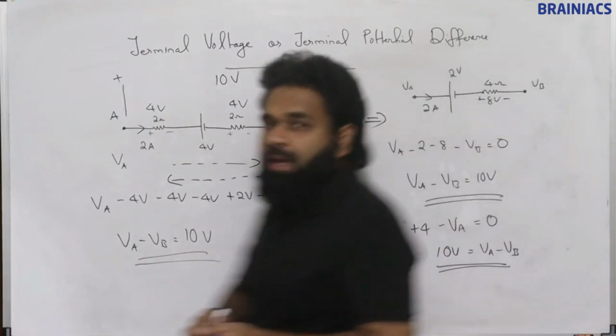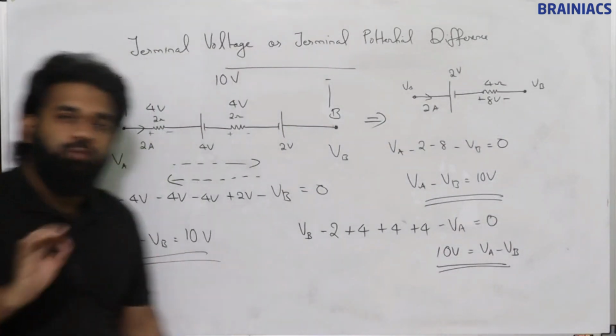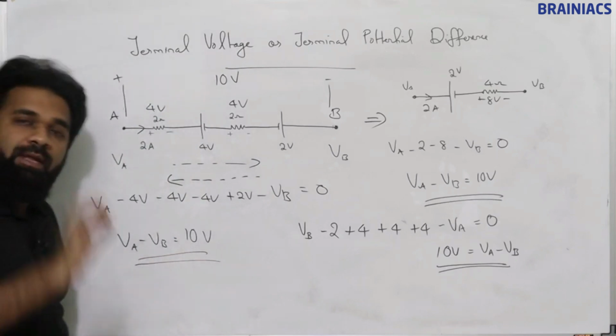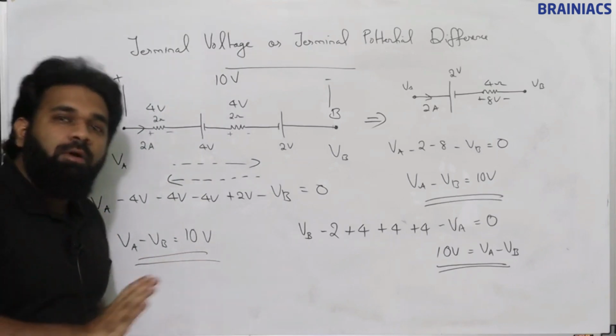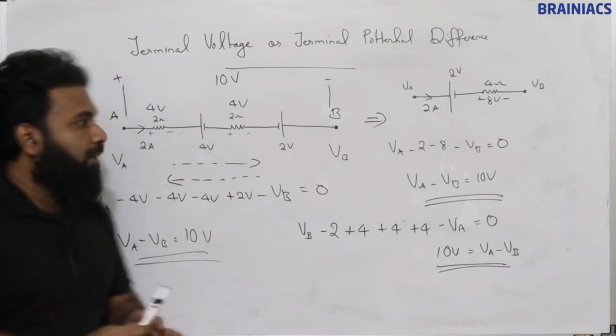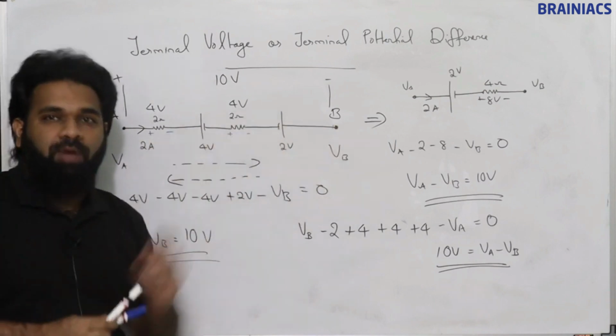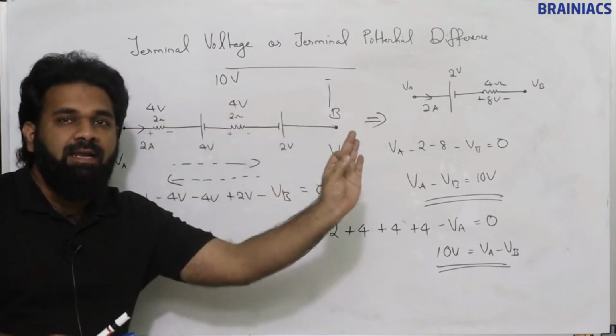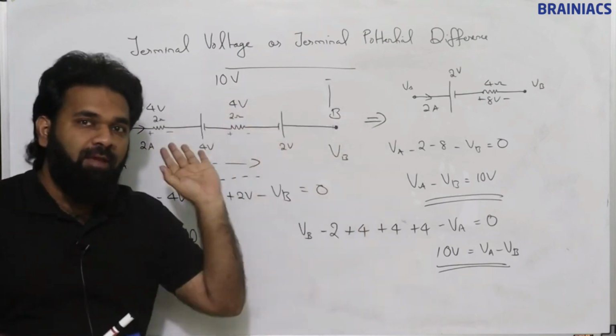So any path can be chosen. Any path can be taken. Don't disturb the current direction. Mark the signs in the direction of current: plus, minus, plus, minus. Take the cell sign also in the same way.